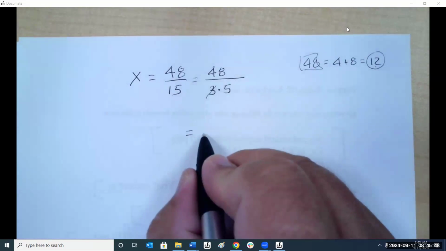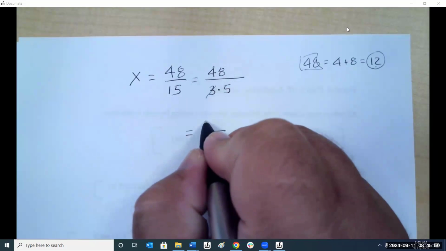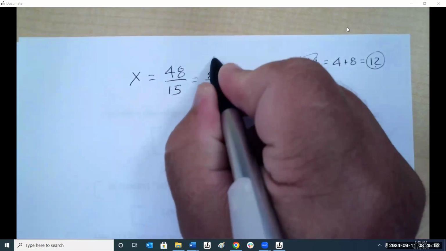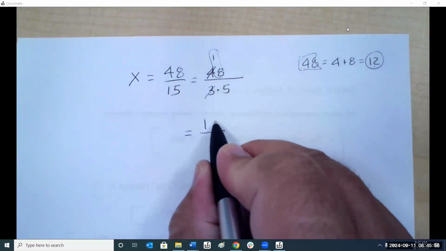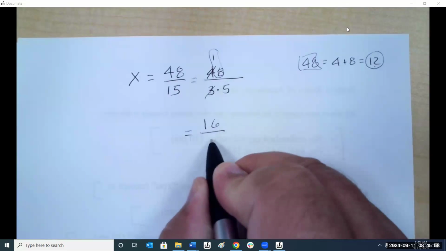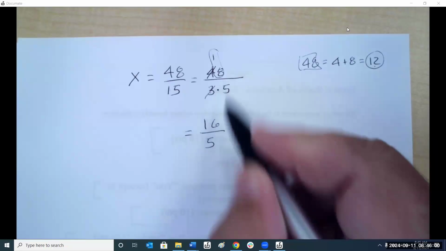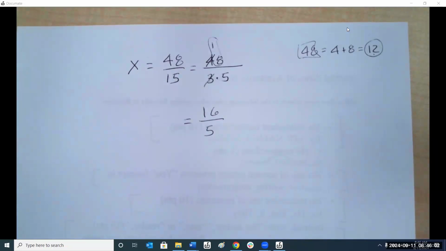So 3 goes into 4 how many times? With how many left over? 1. 3 goes into 18 how many times? 6. So it simplifies to 16 over 5.